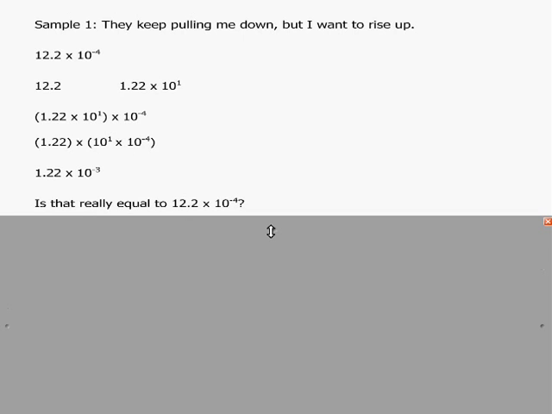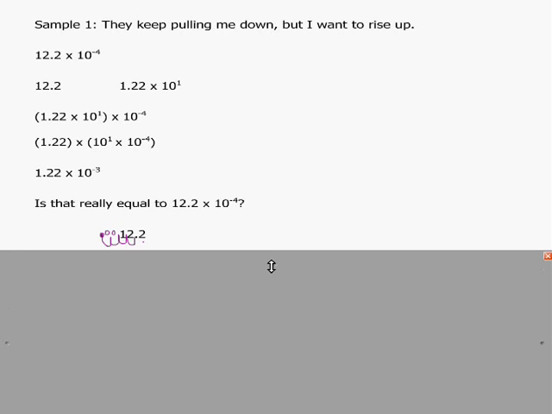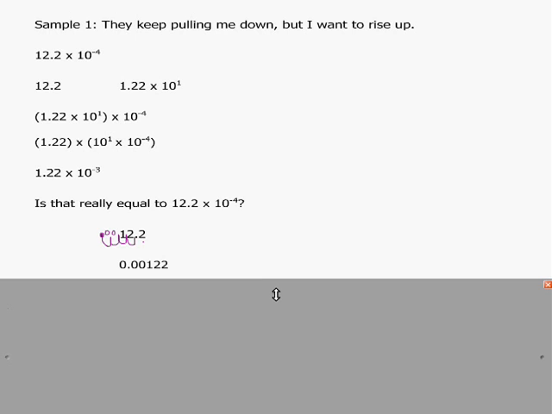Now the question is, is that really equal to 12.2 times 10 to the negative fourth? If we take a look at 12.2 in the original expression, and we multiply it by 10 to the negative fourth just to get it in standard form, that would mean moving the decimal place 4 places to the left. When we do that, we get the number 0.00122.